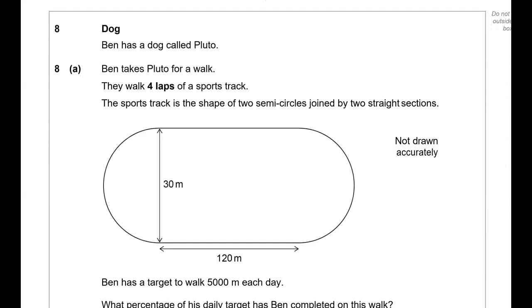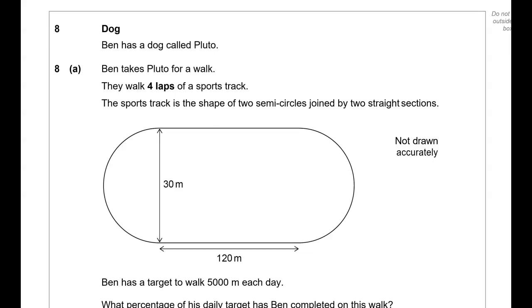Dog. Ben has a dog called Pluto. Ben takes Pluto for a walk. They walk 4 laps of a sports track. The sports track is the shape of 2 semicircles joined by 2 straight sections. Ben has a target to walk 5,000 meters each day. What percentage of his daily target has been completed on this walk?